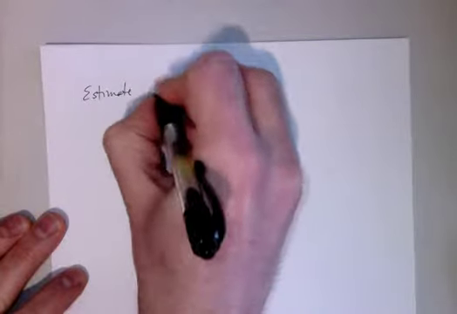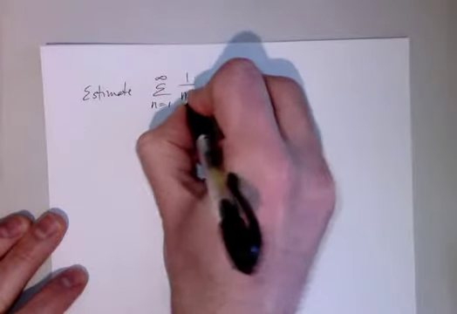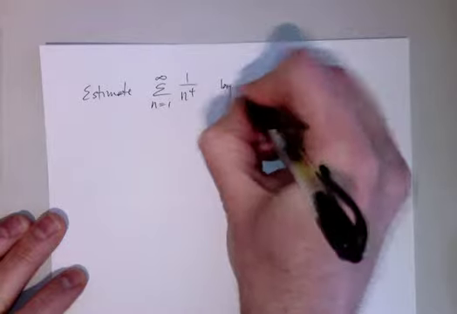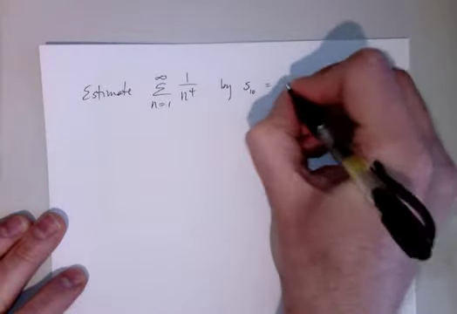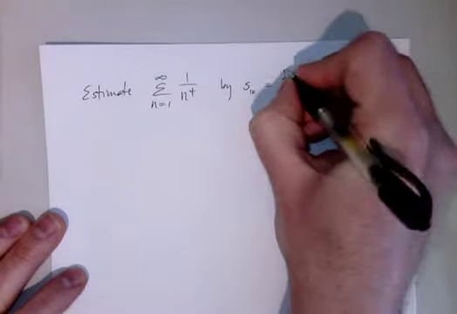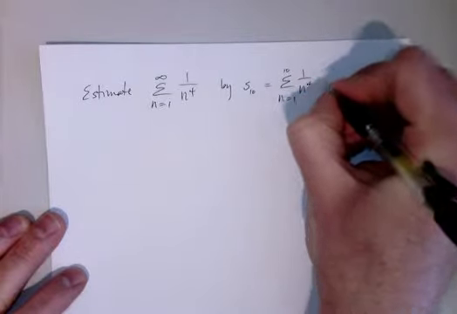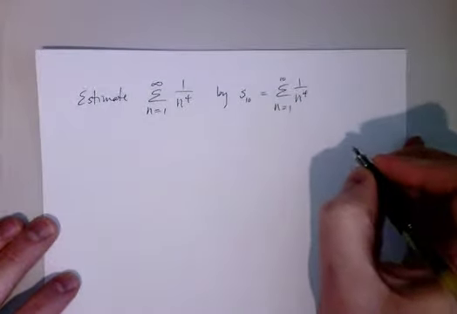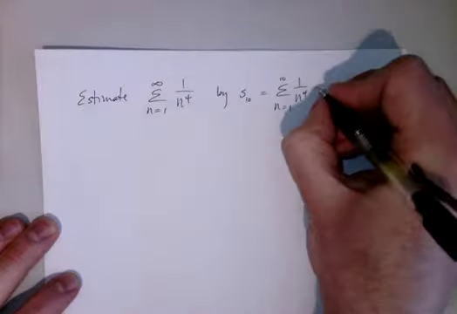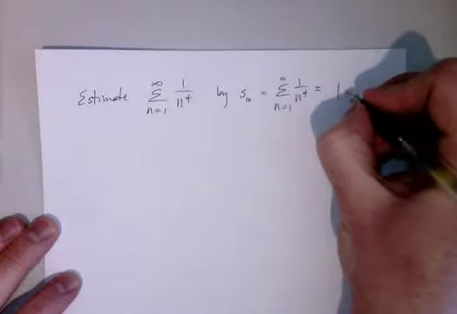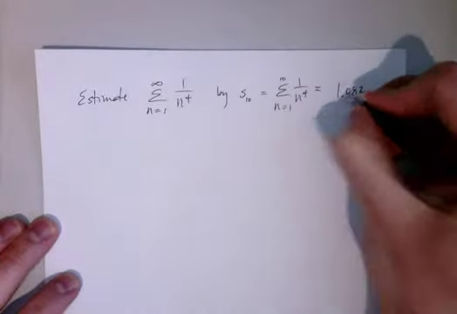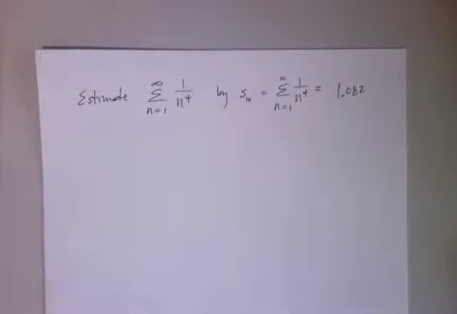the sum from n equals 1 to infinity of 1 over n to the 4th by my partial sum at 10, which is the sum from n equals 1 to 10 of 1 over n to the 4th. Now, if you actually plug that into your calculator, which I've taken the liberty of doing before I started the video, it's approximately 1.082 and so on.